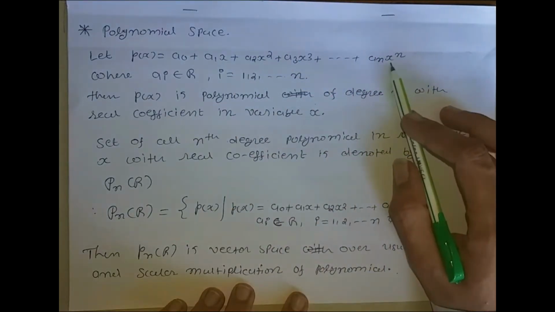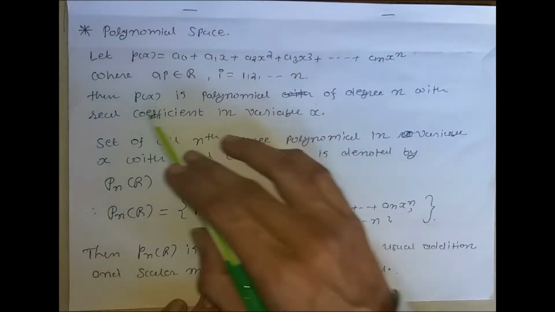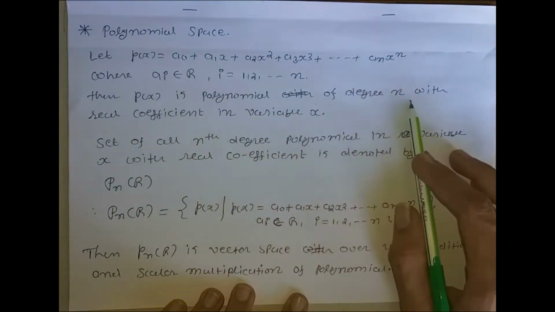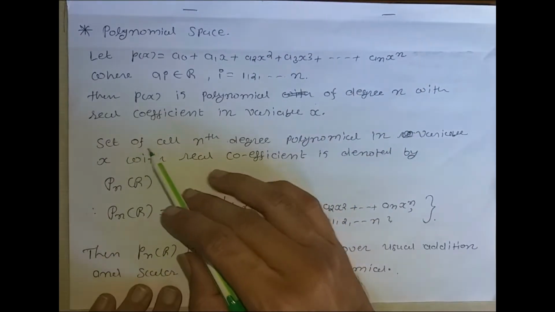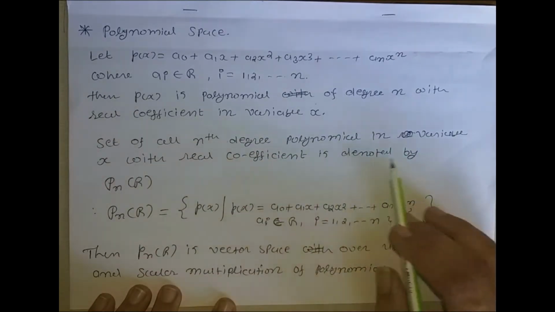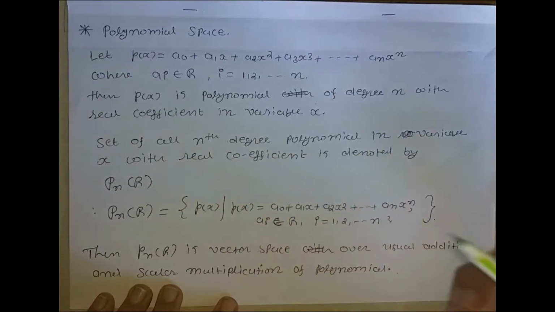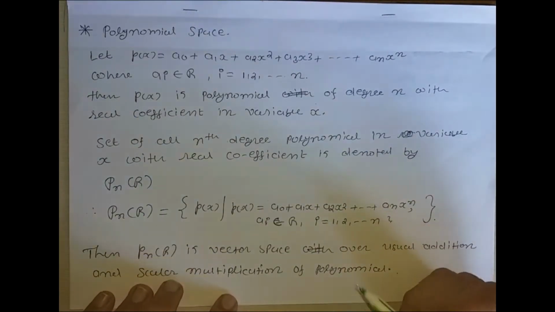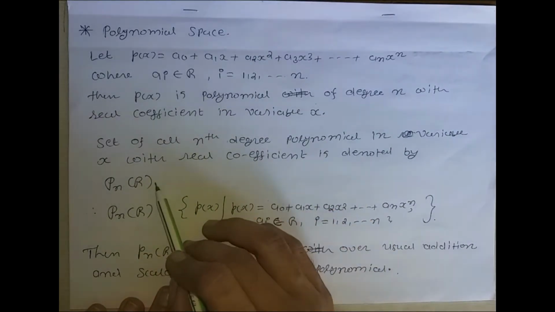Now the highest degree is n, so this is called a polynomial of degree n. Then P(x) is a polynomial of degree n with real coefficients in variable x. Our x is our variable. Now the set of all nth degree polynomials in variable x with real coefficients is denoted by Pn(R). So this set is denoted by Pn(R).